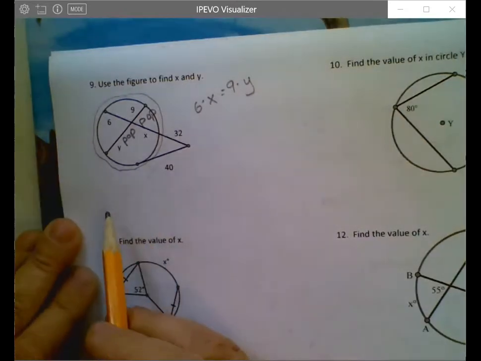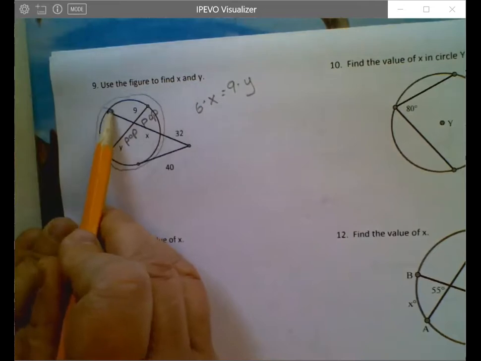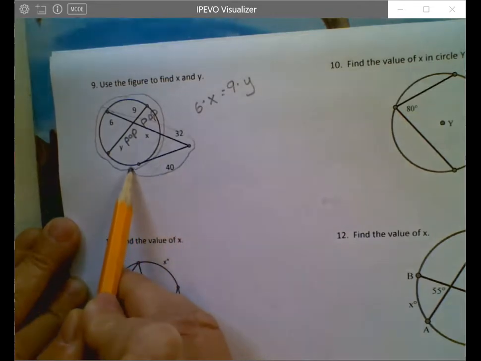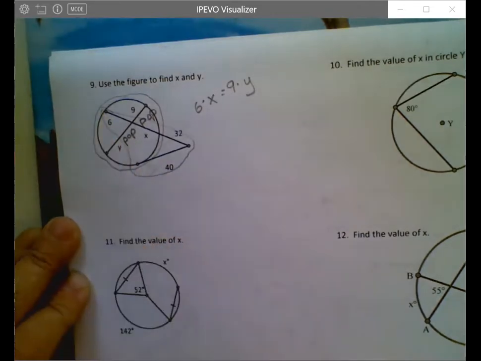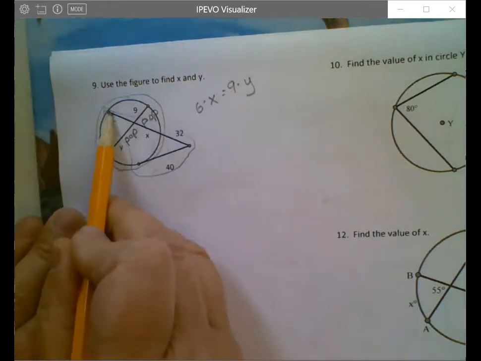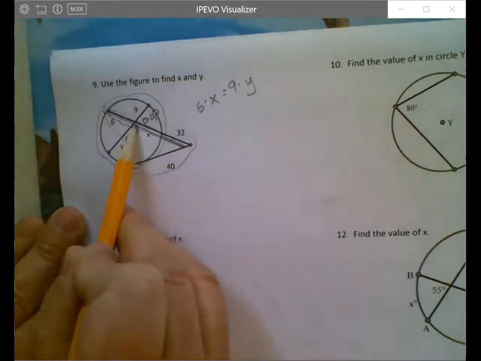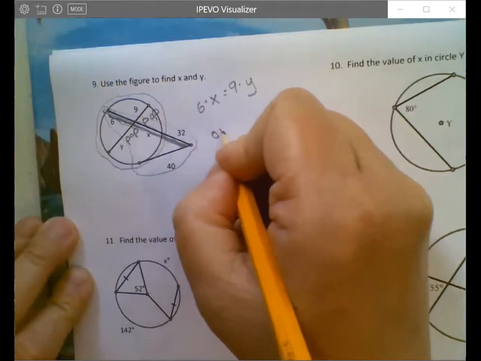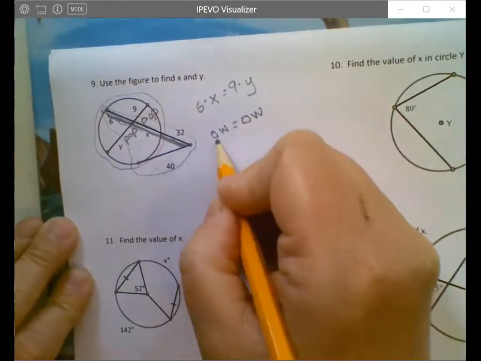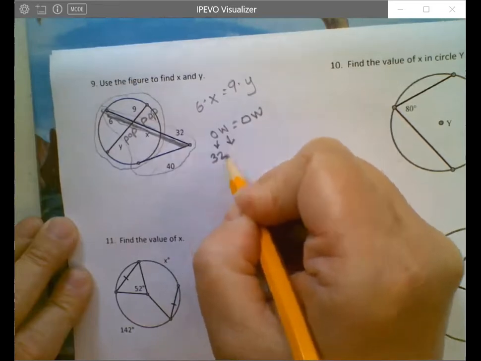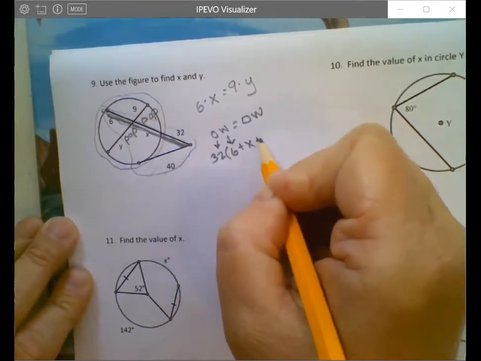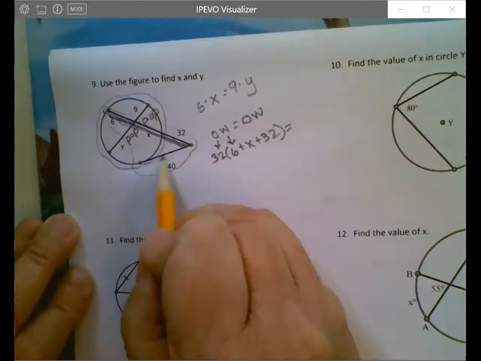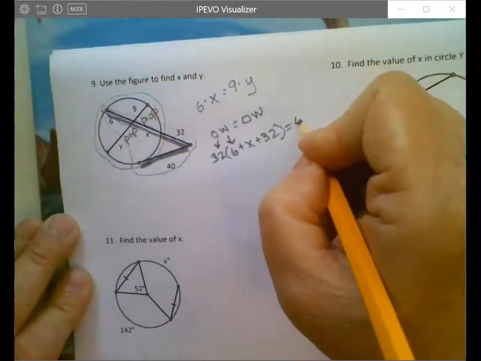Now, unfortunately, I can't solve that yet because I have 2 variables and only one equation. So then I'm going to look at the ow, ow part of it, which is this whole secant, and that one. So I have this one is 6 plus x plus 32. So my outside part of it, I'm going to use ow, ow. Outside part is 32, but the whole is 6 plus x plus 32. I actually have 3 parts I have to consider for the whole on that. Equals, and on the other one, the outside and the whole are both 40.